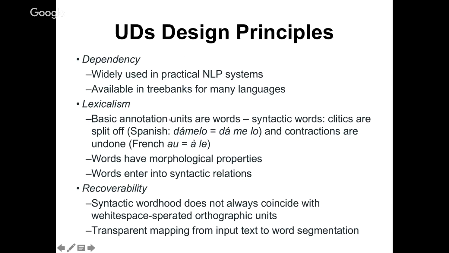Second, lexicalism. Basic annotation units are words, syntactic words. So we split off clitics, like in Spanish, dámelo, 3 tokens, da, me, lo, which means 3 nodes in the tree, and contractions are split, like in this French example. And words have morphological properties, so this is morphological annotation, like gender, mood, tense, and so on. And words enter into syntactic relations, as we will see in a while.